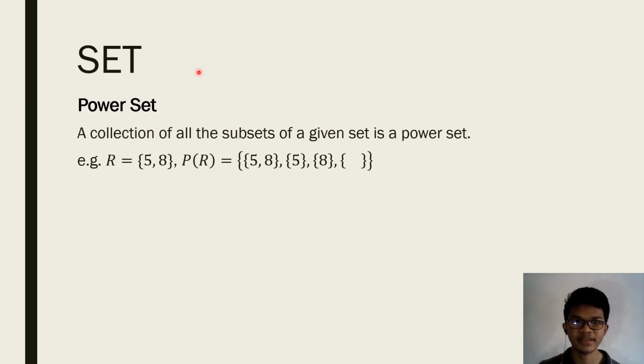Now about power set. A collection of all the subsets of a given set is a power set. For example, R equals {5, 8}. The power set of R is the set of {5, 8}, {5}, {8}, and the empty set.